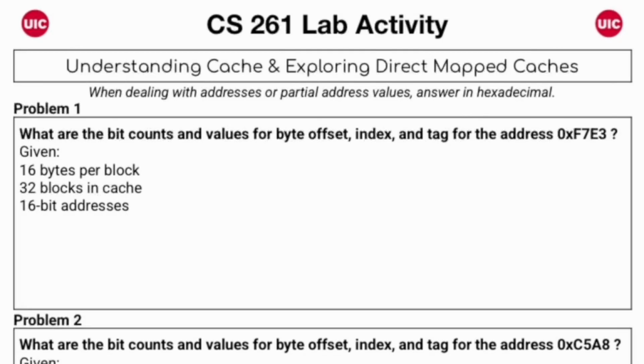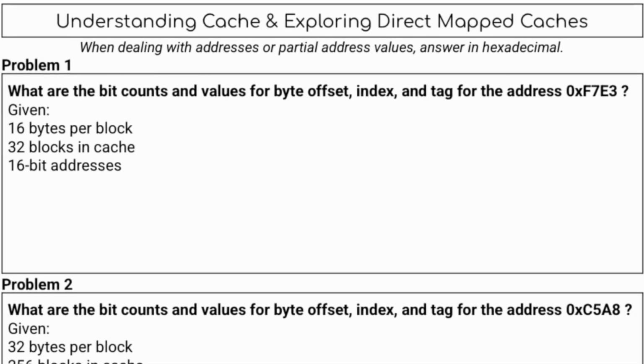Hi everyone, today I'm going to go over the Lab 11 worksheet. We're going to work on the first part, understanding cache and exploring direct map caches. So for this particular page, we're going to be calculating the byte offset, index, and tag for different addresses.